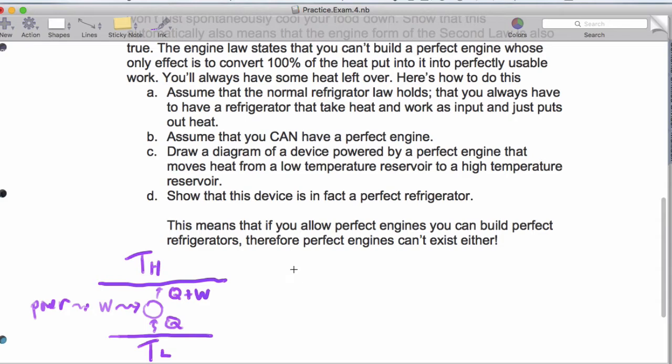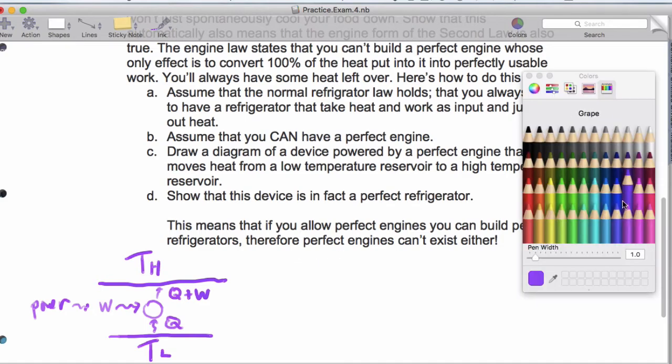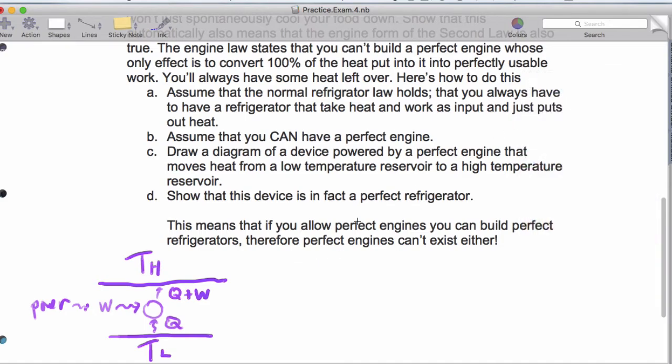So here's the idea. Now let's take our perfect engine. And I'm going to assume one small thing. Let's just assume that work is less than the heat that we're trying to put in. And here's what we'll say. Now let's allow a perfect engine.